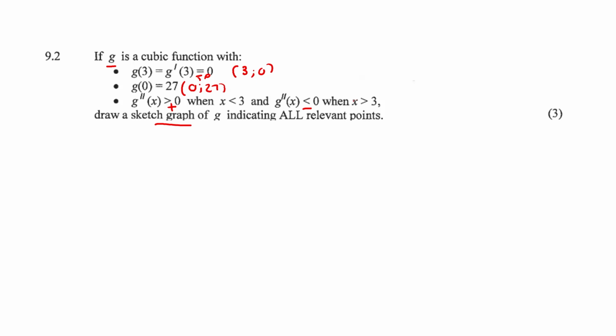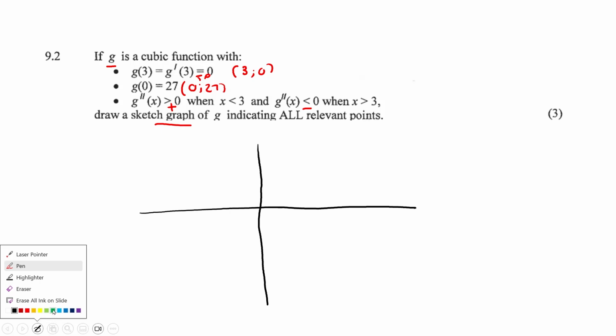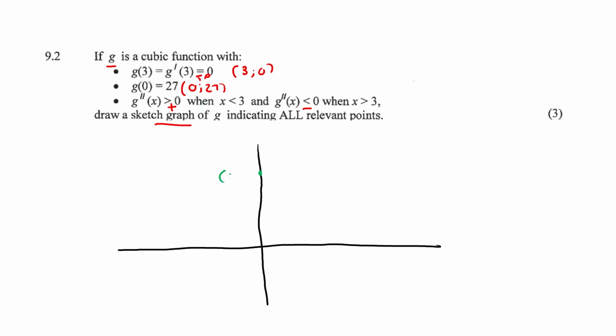So how are we going to sketch this graph? Let us first draw our Cartesian plane. That's not a bad looking graph, if I do say so myself. Because this is 0 and 27, let me actually try to draw it a bit more proportionate. So here we've got 0 and 27, and here we've got 3 and 0.